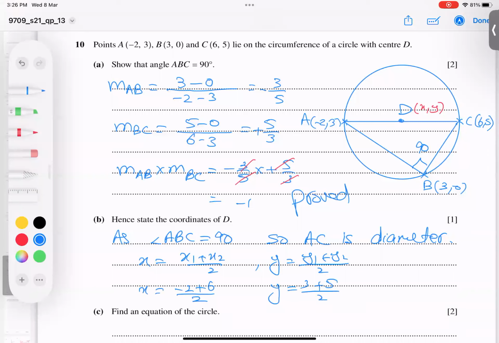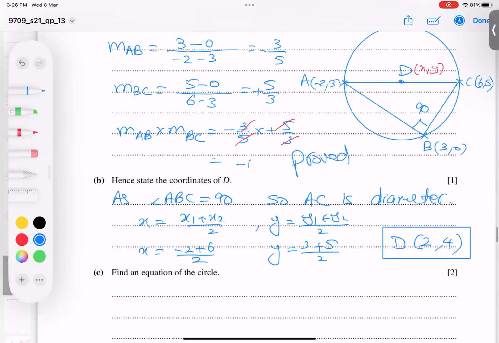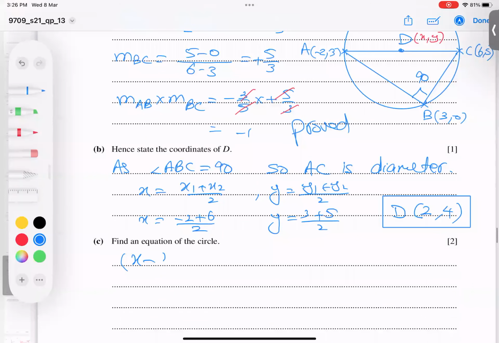And the D coordinates are coming here. This is 4, 2, and 8, 2, 4. So 2, 4 is the center, from these 3 points. Clear. Alhamdulillah Rabbil Alameen. Equation of circle: you know, the equation of a circle depends upon two things. What is that? (x minus a) whole square plus (y minus b) whole square equals r square.